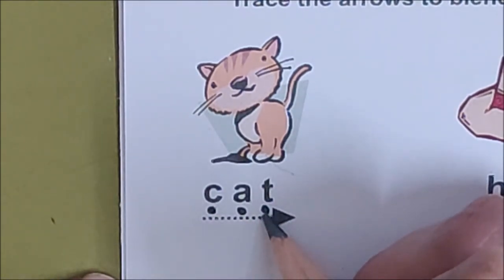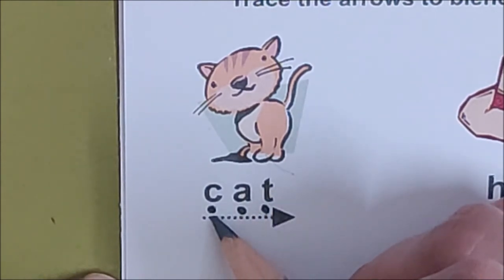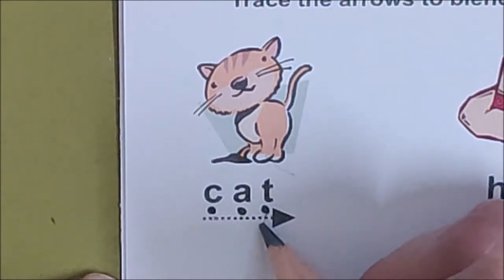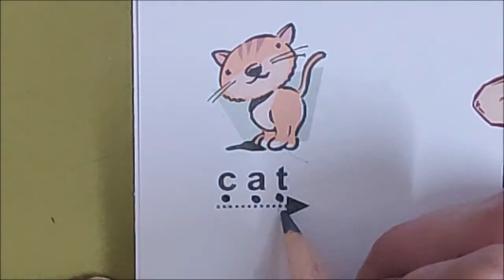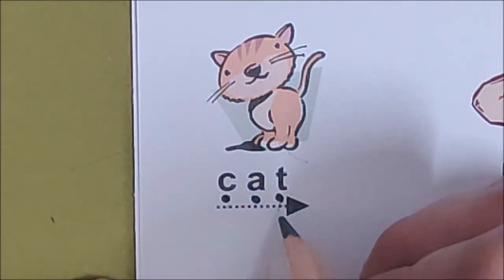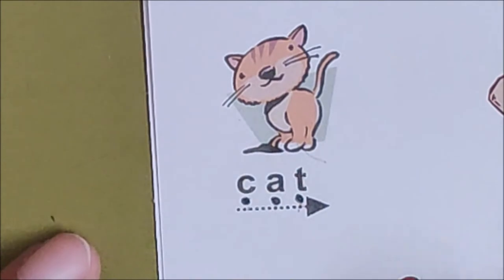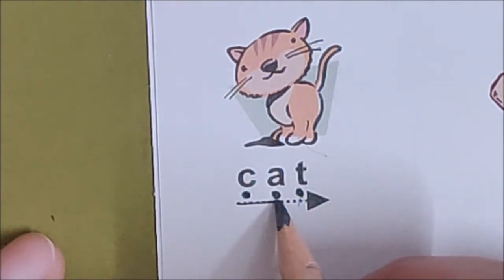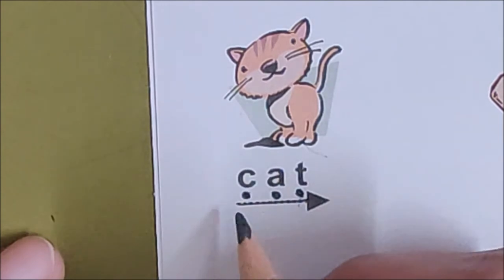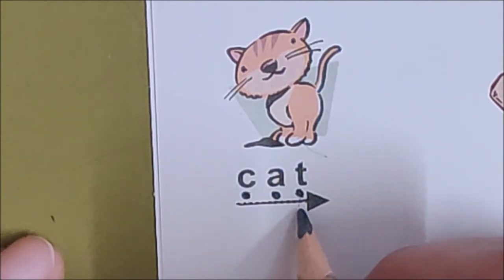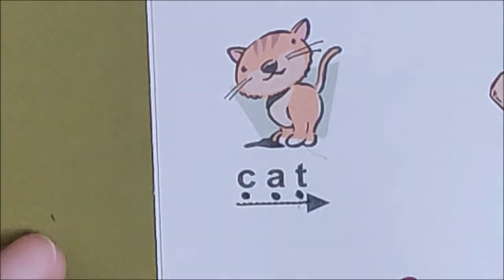Okay. Now children, after putting all the dots, count how many dots do we have? 1, 2, 3. We have 3 dots because there are 3 sounds in the word cat. Now time to join these sounds and read the word. Can you see these dots? We have to join dots and read the word. So while tracing, we have to read the word. C-A-T, cat. One more time, say C-A-T, cat. So this is our first word, cat.